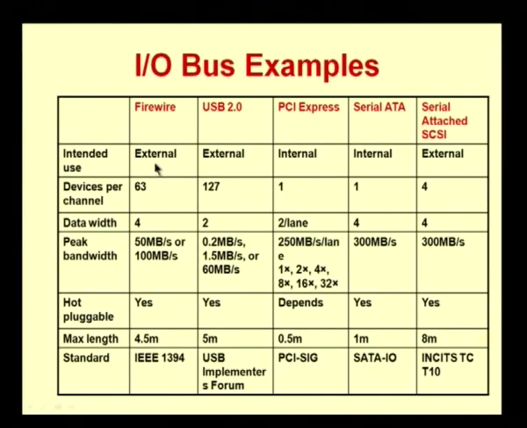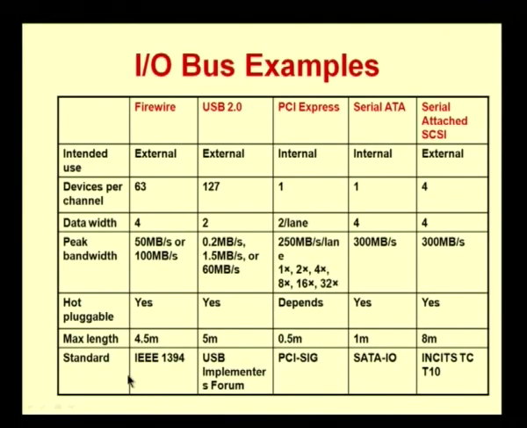So, you can see that there are various details of these. What is the intended use, whether it is used as an internal bus or an external bus, how many devices can be supported per channel using this kind of bus, what is the data width, what is the peak bandwidth, how much data transfer can be sustained, and whether it is hot pluggable, that is, whether you can plug in a device even when it is working. We call that hot pluggable. Then what is the maximum length of the bus and what is the standard used for each of these buses. These are some details that we have in terms of IO buses. We will look at some of these details later. This is just to tell you that you have these different IO buses that are designed and in vogue.